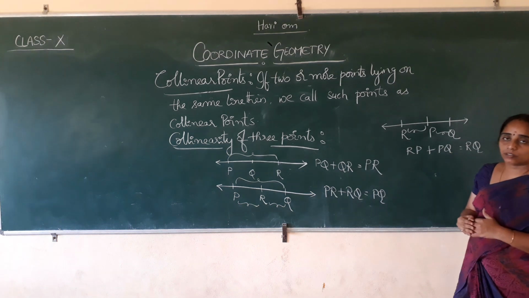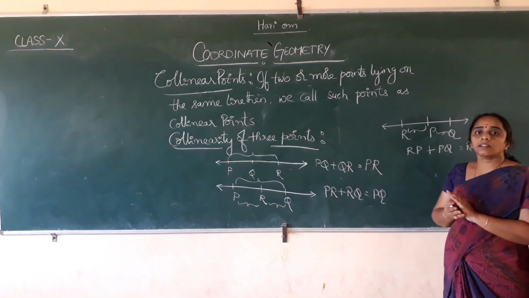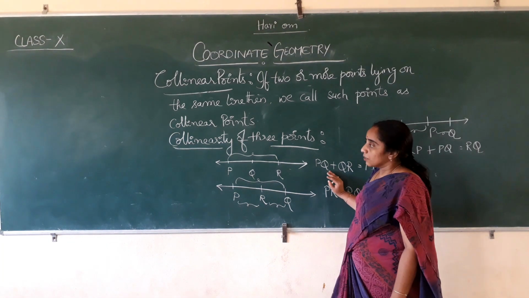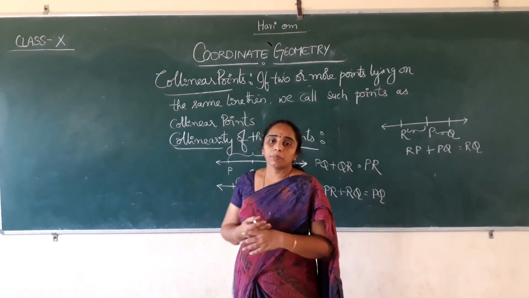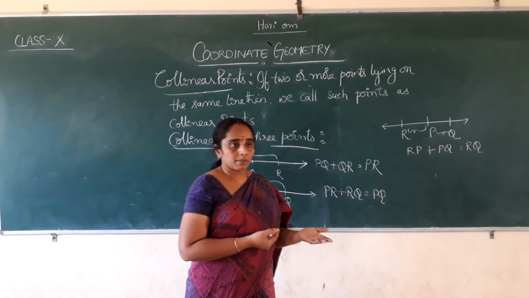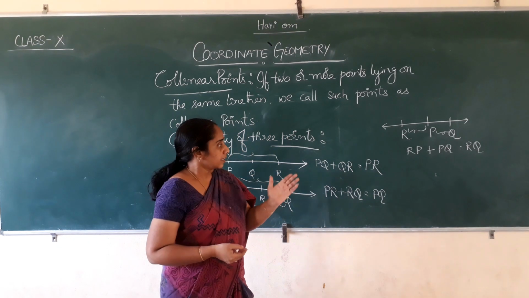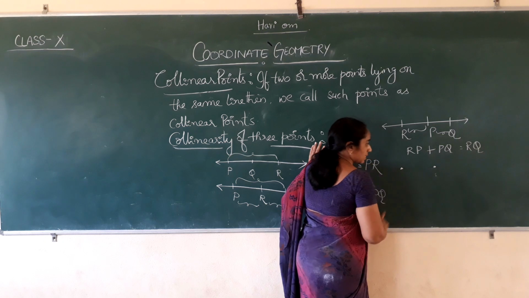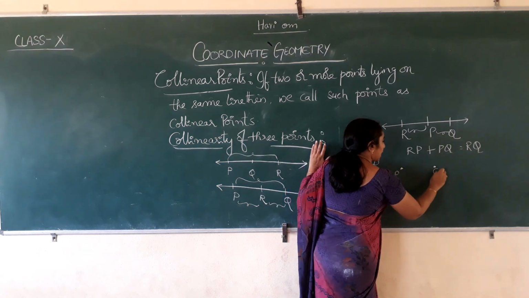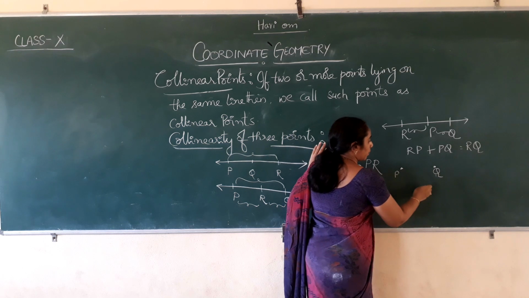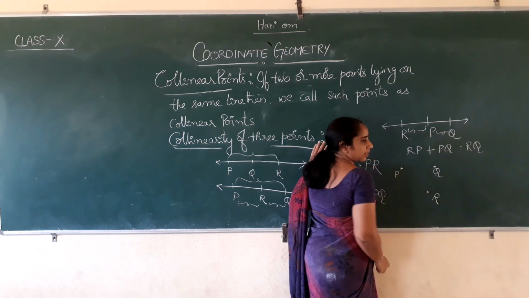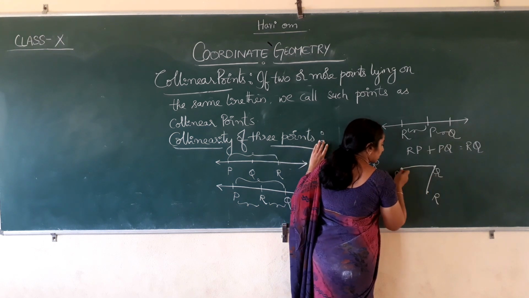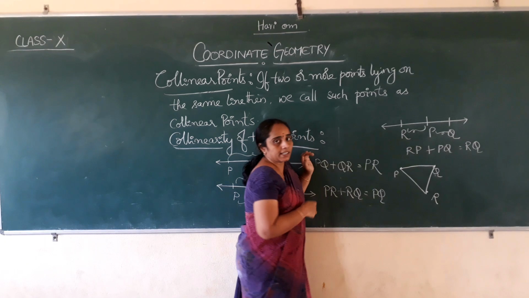In coordinate geometry, we can use this collinearity of 3 points to show whether the points are lying on the same line or if any three are not collinear. That means here I have taken P and Q, and one more point R, not on the same line. By joining these 3, we can get a triangle.